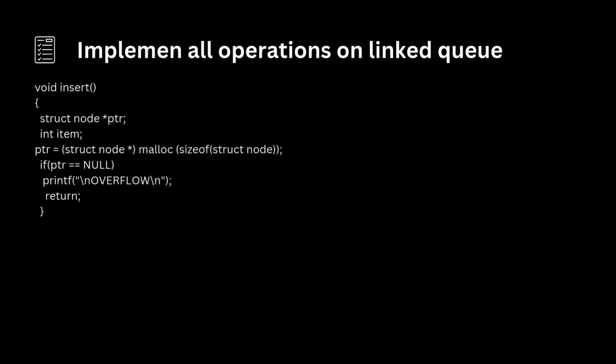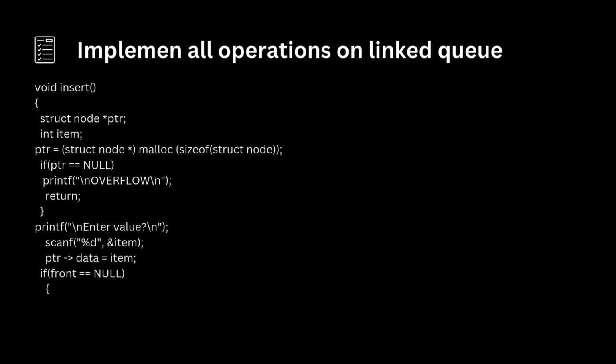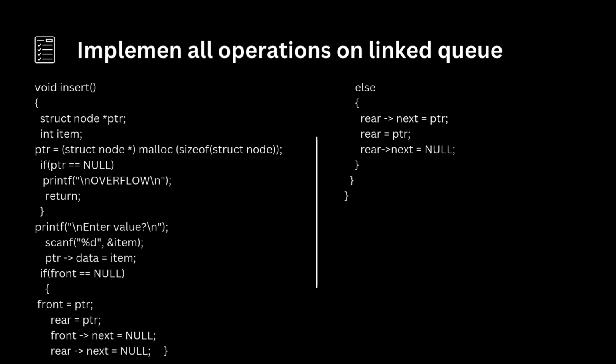This line asks the user for the value of the new node and assigns it to the data field of the new node. This line checks if the queue is empty or not. If the queue is empty, that is front is equal to null, the new node becomes the first and last node of the queue. If the queue is not empty, the new node is added after the rear node, and rear is updated to point to the new node. This ensures that the next pointer of the newly inserted node points to null, indicating the end of the queue.